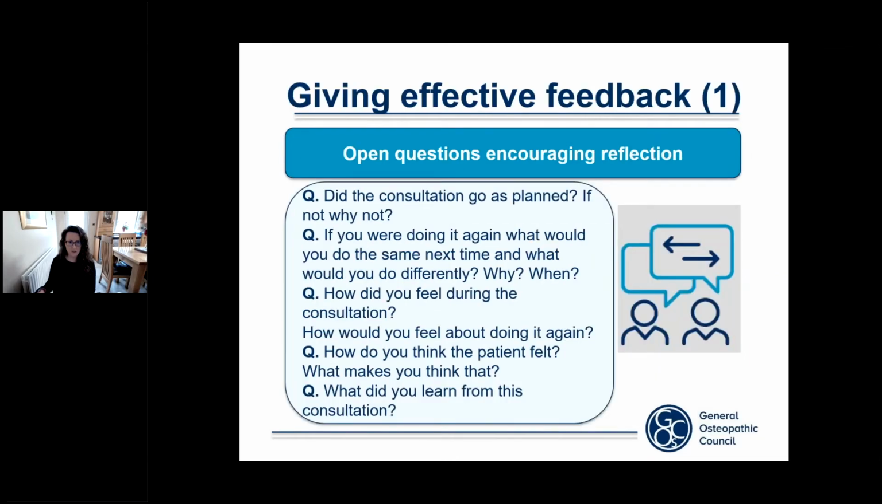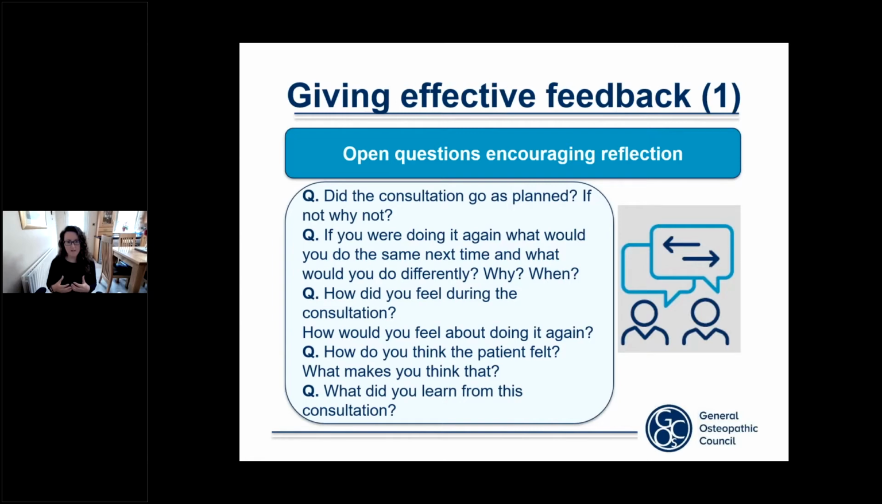Right, giving effective feedback. The crux of giving effective feedback is to ask open questions. Asking open questions, as opposed to closed ones where the answer will be yes or no, gives the osteopath that you are giving constructive feedback to an opportunity to reflect on what went well, what didn't go well, and why. So I'm going to contradict myself. The first question is closed, but if you ask a closed question, it's good to follow up with an open one. So, did the consultation go as planned?